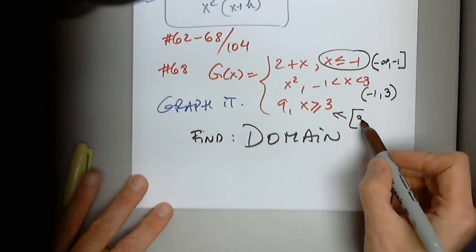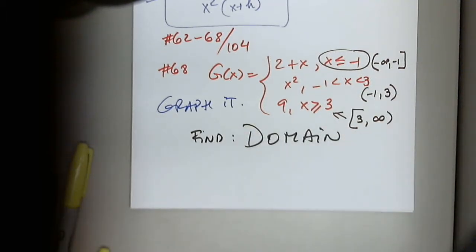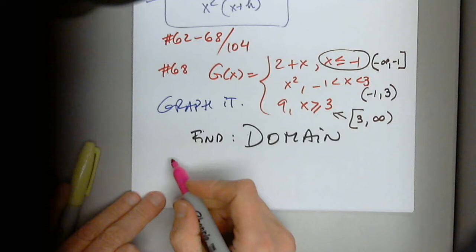Bracket 3, comma 3. Very good. Now I'm sure you're asking yourselves, okay, isn't that good enough? Why do you change this into interval notation? You'll see in a moment why I'm changing it into interval notation. Now I get a chart going.